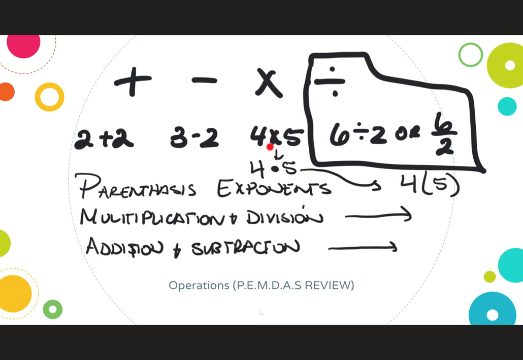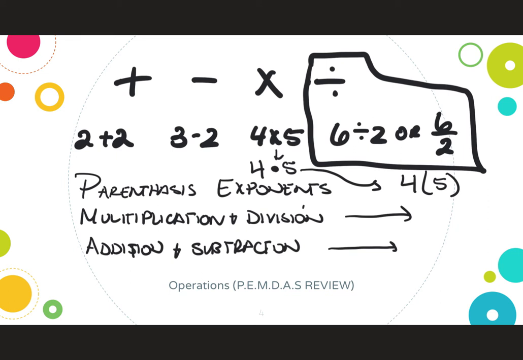4 times 5. Write 5 four times. 4 groups of 5. Okay? You need to be able to recognize it. It's going to be really important for this chapter. Plus and minus, you should know from like forever ago. So yeah, there you go. That's operations reviewed.